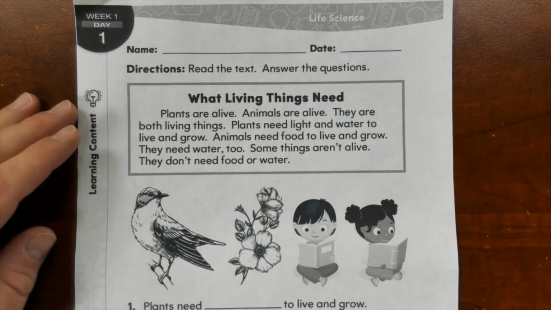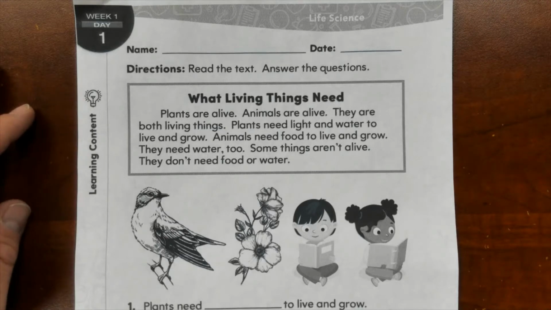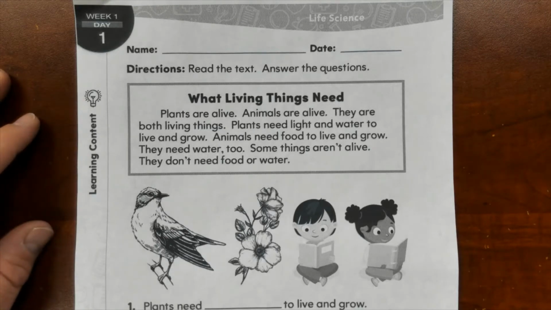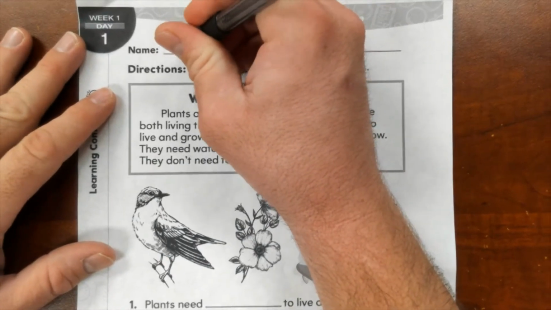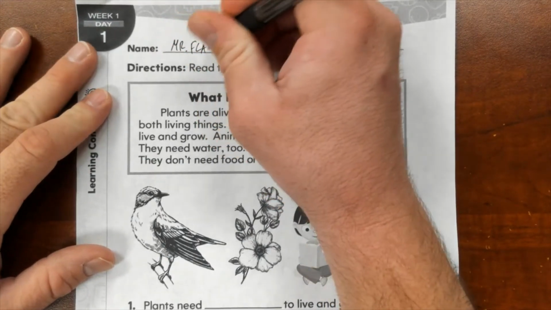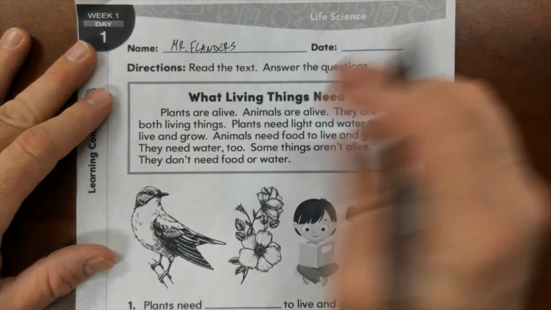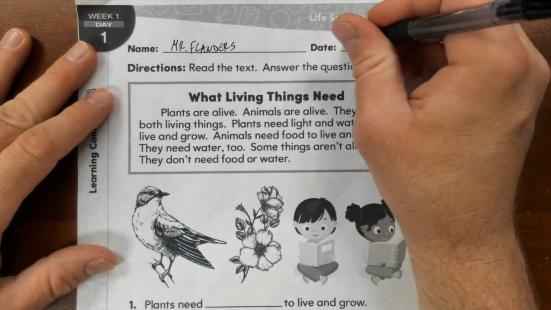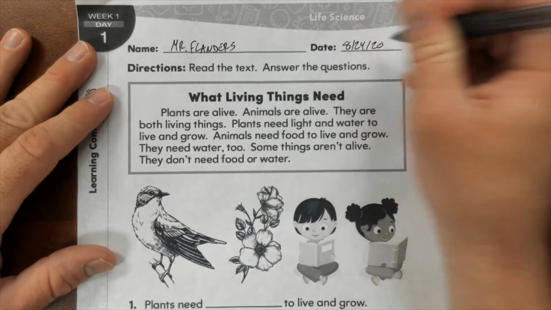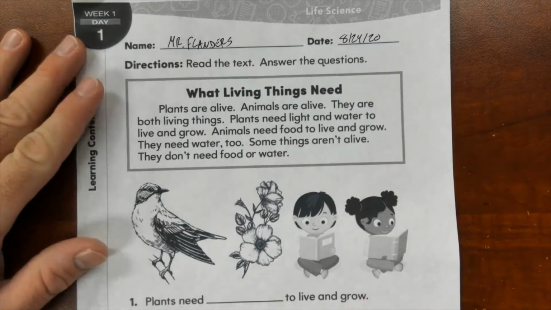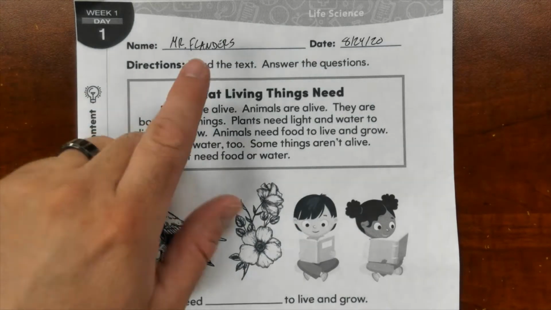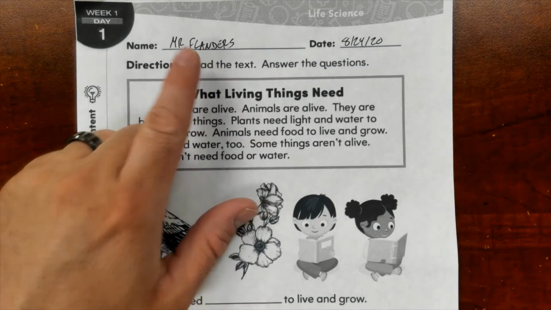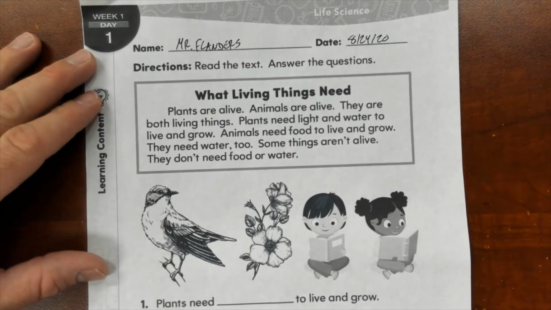Alright, boys and girls, we're going to be looking at our first science lesson, and we are looking at life science today, and we're going to be looking at what living things need. Before we really get started on that, though, let's go ahead and write our name. My name is Mr. Flanders. Okay, and then the date is going to be 8/24/20. Okay. Go ahead and take a moment and finish that up. I hope you're not writing Mr. Flanders as your name, because I'm Mr. Flanders. Alright. Here we go.